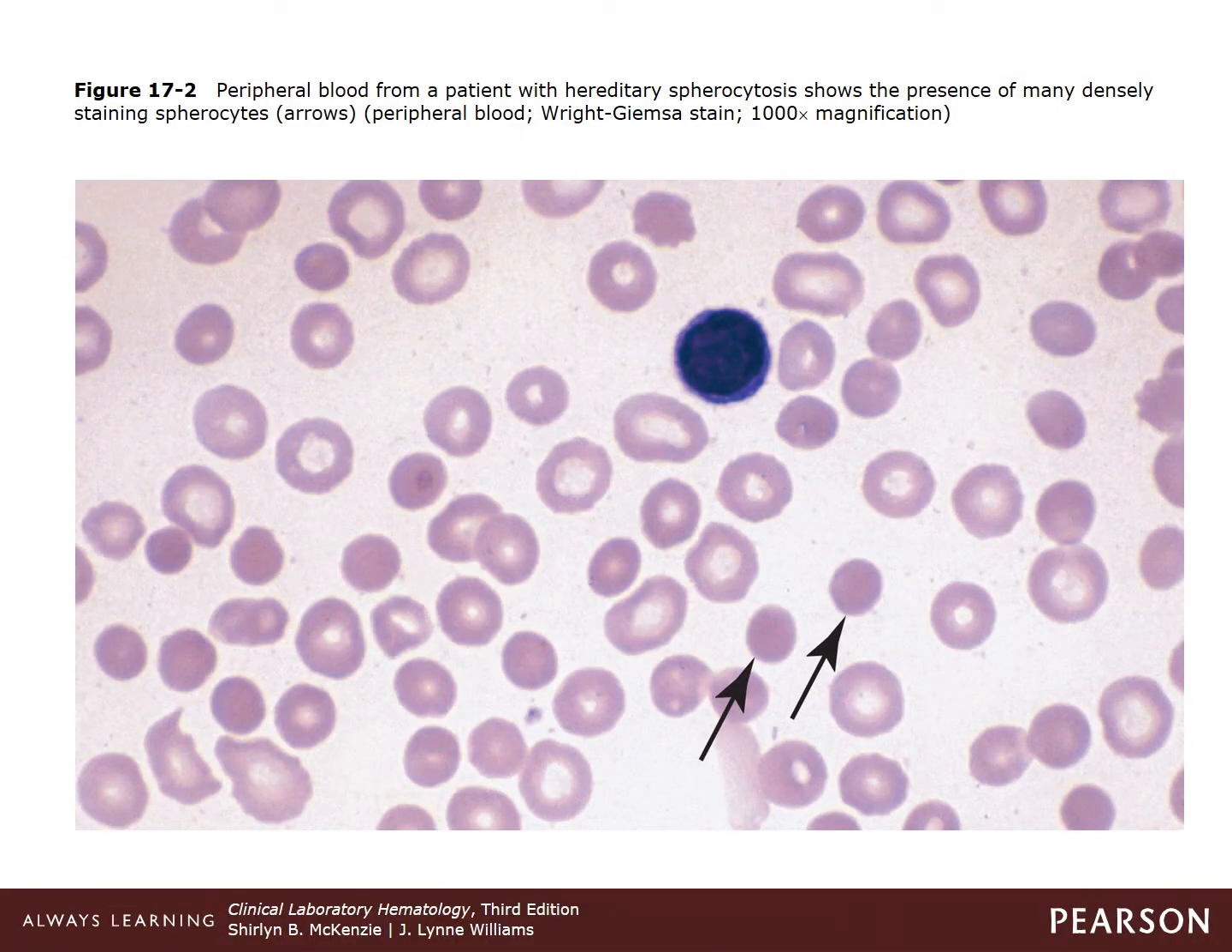And here you have a classic picture of a patient with hereditary spherocytosis. Now you see many densely staining spherocytes. They have no central pallor, they are darker in color, and look at that compared to that small lymphocyte, it is quite small.